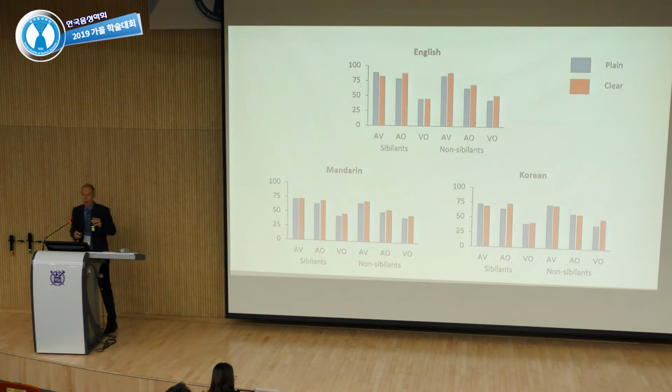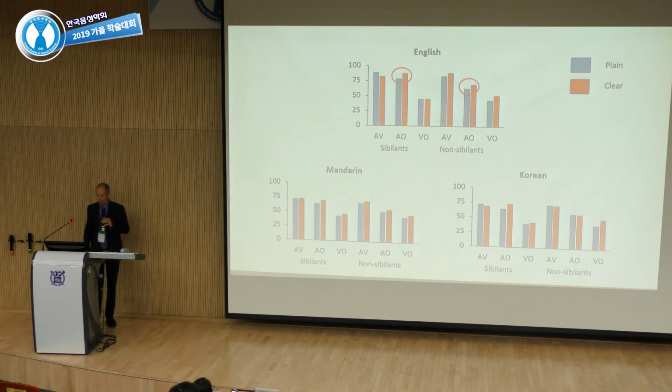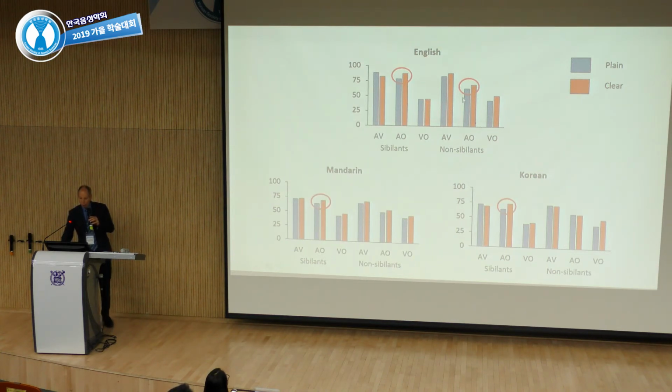So let's start with audio only, and let's see what's going on there. For audio only, we get a clear speech benefit for the native English perceivers, for both sibilant and non-sibilant fricatives. The benefit shows up by the clear bars being higher than the plain bars. They do better on clear speech than on plain speech. But the non-native perceivers, the Mandarin and the Korean perceivers, show a clear speech benefit only for the sibilant fricatives, and not for the non-sibilant fricatives.